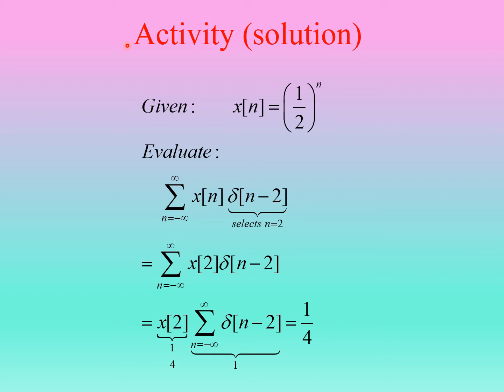Okay, so the solution to this is we want to evaluate the sum of x of n times delta of n minus 2. Well, delta of n minus 2 selects or forces n to be equal to 2. So we can replace x of n here with x of 2, and x of 2 is just a number. So we're going to bring that outside of the summation, and we can evaluate it. What is x of 2? Well, when we plug in a 2 here, we get 1/2 squared, which is 1/4. And then what's left is the sum of a shifted delta function, and of course that's just equal to 1, as always. So our final answer is 1/4.